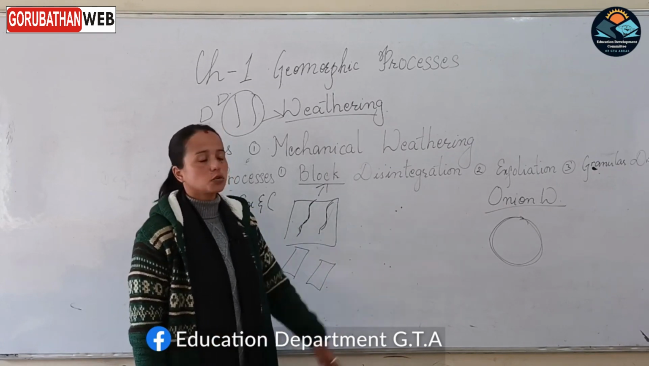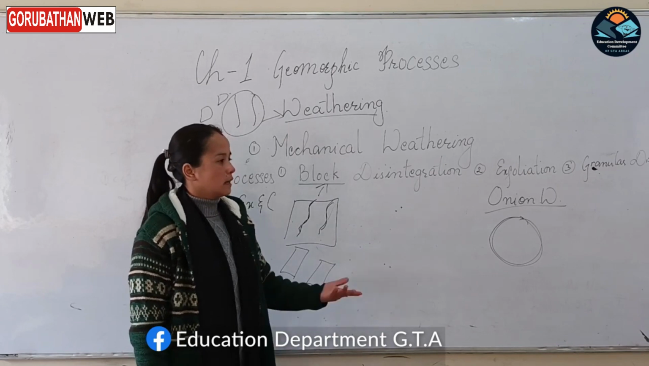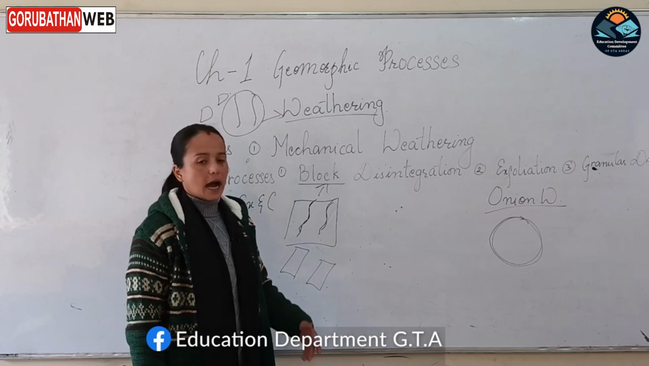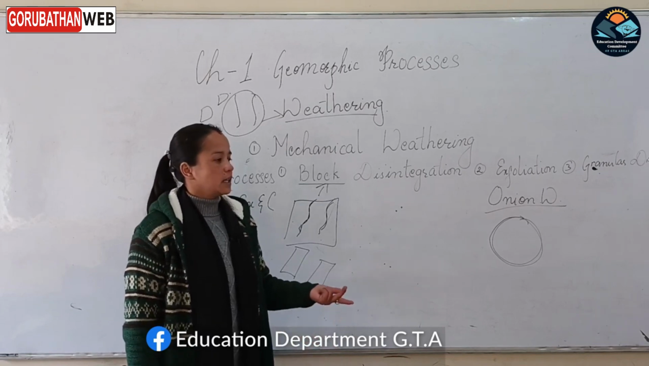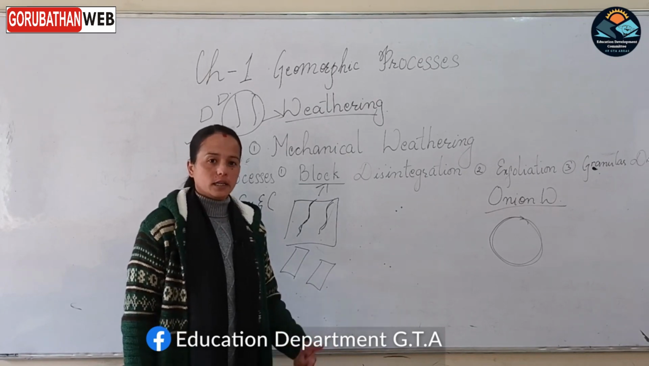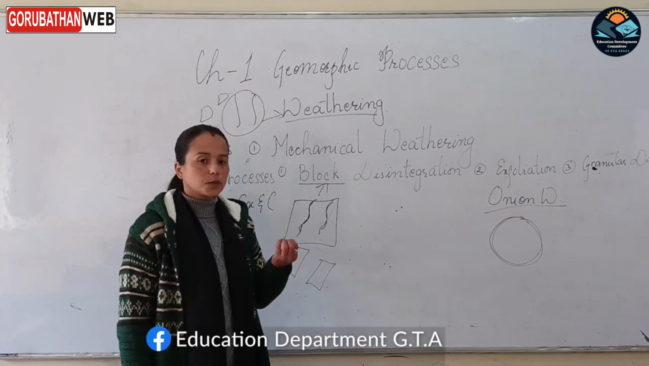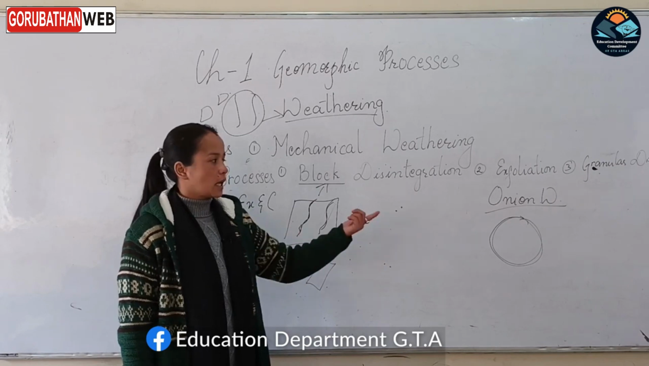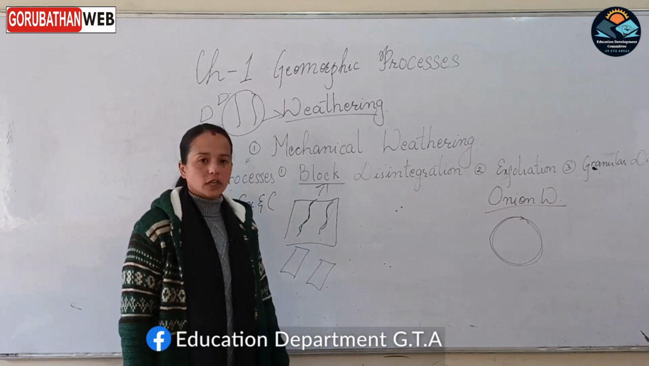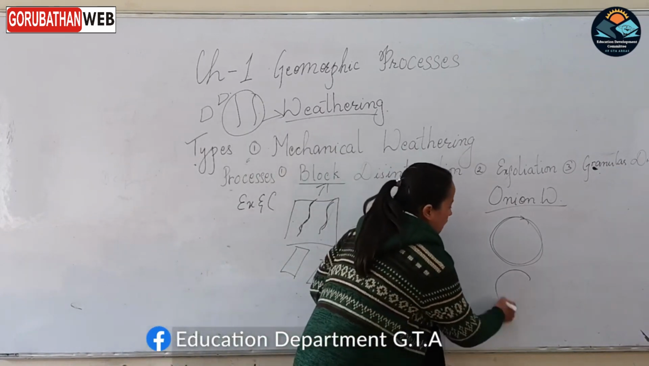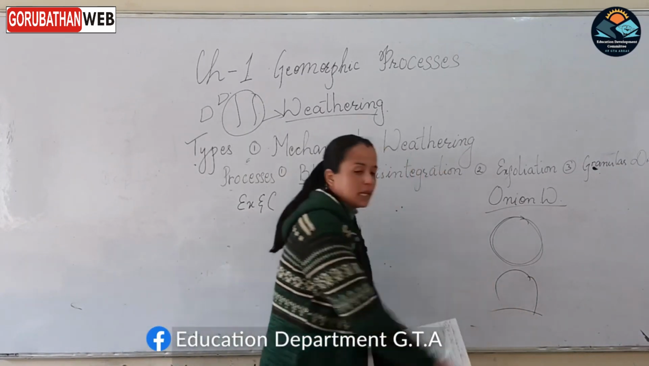That also takes place when the range of temperature is very high. The temperature is very high during daytime and very low during night. The unequal expansion and contraction will lead to the peeling up of the layers of the rock, and at last a round, dome-shaped rock will be left there.